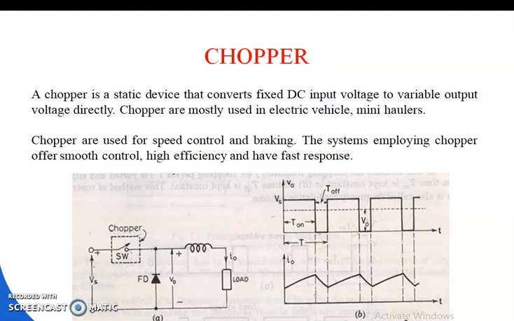Today we discuss the chopper. A chopper is a static device that converts fixed input voltage into variable output voltage directly. Choppers are mostly used in electric vehicles and mini haulers. They are used for speed control and braking. Systems employing choppers offer smooth control, high efficiency and fast response.